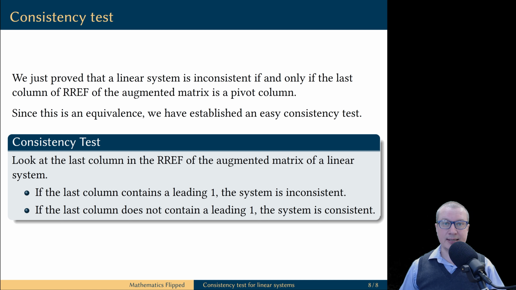And so it means, therefore, that a linear system is consistent if and only if the last column of the reduced row echelon form is not a pivot column. This gives us a simple consistency test. We look at the last column of the reduced row echelon form of the augmented matrix of the linear system. If the last column contains a leading one, then the system is inconsistent. If the last column does not contain a leading one, then the system is consistent.